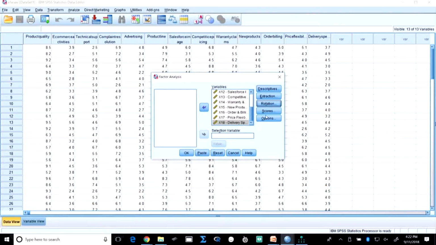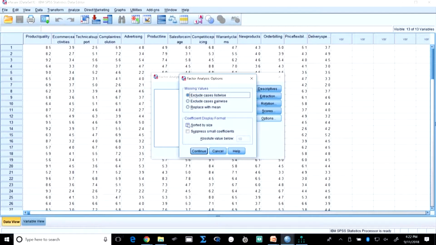So, most of the time what we do is, and also theoretically there is a logic, that if we have two factors, these two factors should be separate as much as possible. So, we say well, we will take an orthogonal rotation, that means they are not related, and taking that we take the Varimax rotation, right. I said, if you remember, you should sort by size and suppress the small coefficients.